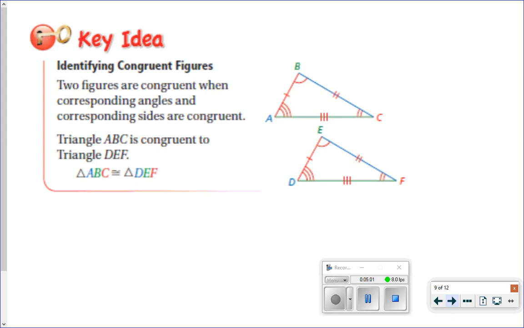Sometimes they ask you to write a congruent statement to identify the congruent figure. So two figures are congruent when the corresponding angles and corresponding sides are congruent. Remember, congruent means that they are equal. For the figures, they're the same shape and the same size. The congruent statement has the order of the letters with the corresponding angles matching up. So triangle ABC is congruent to, that's what the little equals with the squiggly above it means, triangle DEF.